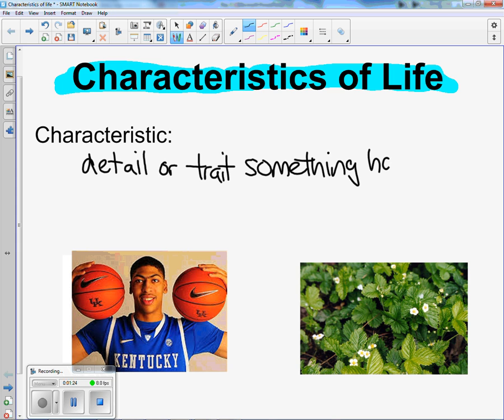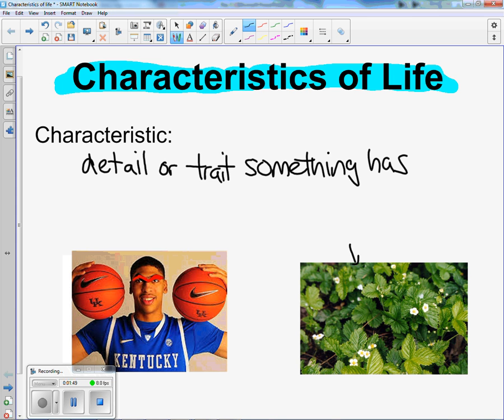This is the definition, so it should be going in the notes section of your Cornell notes. Now, you guys know who this guy is. This guy is Anthony Davis. And he's a basketball player, and he's known for his unibrow. Can you see that? It's made in red. He has a unibrow, so that's something he's known for. It's a detail or trait that's very reliable.